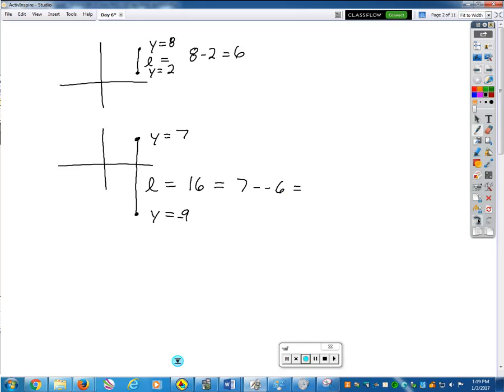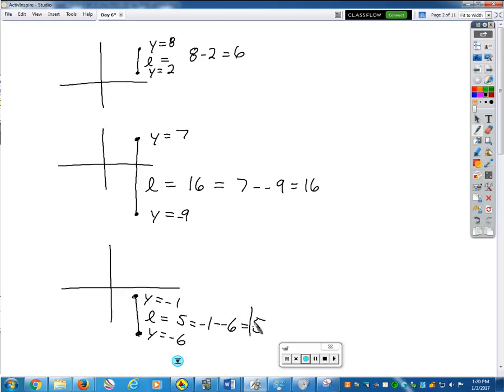So this is definitely 16. You got that one? One more quick example. Like, what if we have this one? Raise your hand if you know how long that line is. Danielle says 5. How did you compute it, Danielle? Negative 1 minus negative 6. You got it.